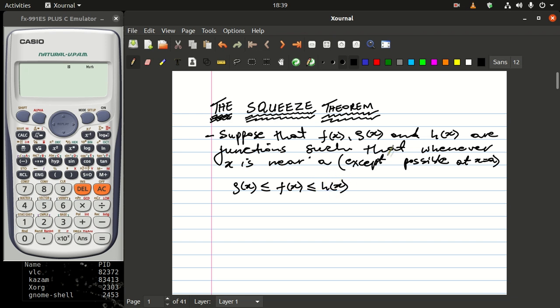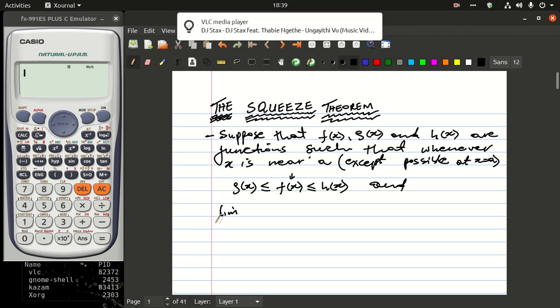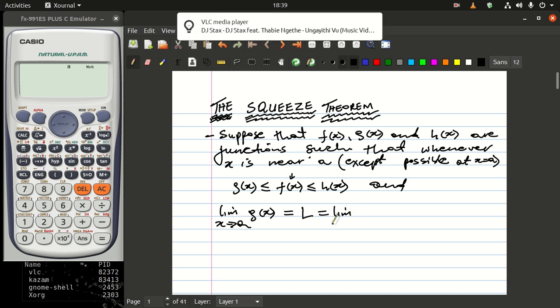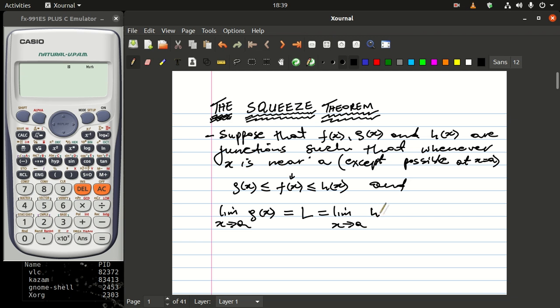So basically here I have three functions such that f of x is in the middle of the other two, close to a. It might happen that at a this is not defined, or something else happens, but as long as x is close to a, this holds. And when I take the limit as x approaches a of g of x, I get some value L, and this L is the same as the limit as x approaches a of h of x.